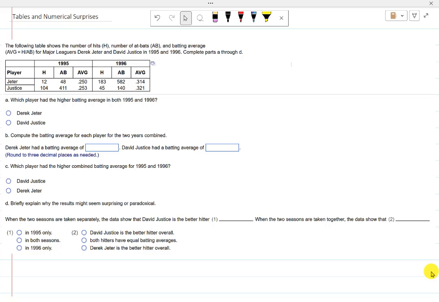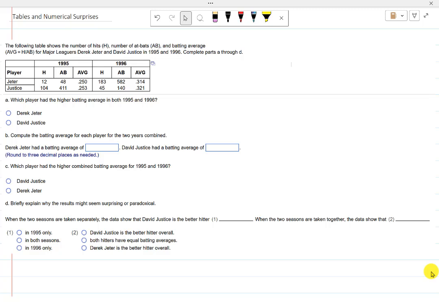In this video, we're going to look at tables and how to get information from them. Sometimes you'll get numerical surprises where the data doesn't seem to add up correctly. So you get something of a paradoxical situation sometimes, and that's what these examples are intended to show.